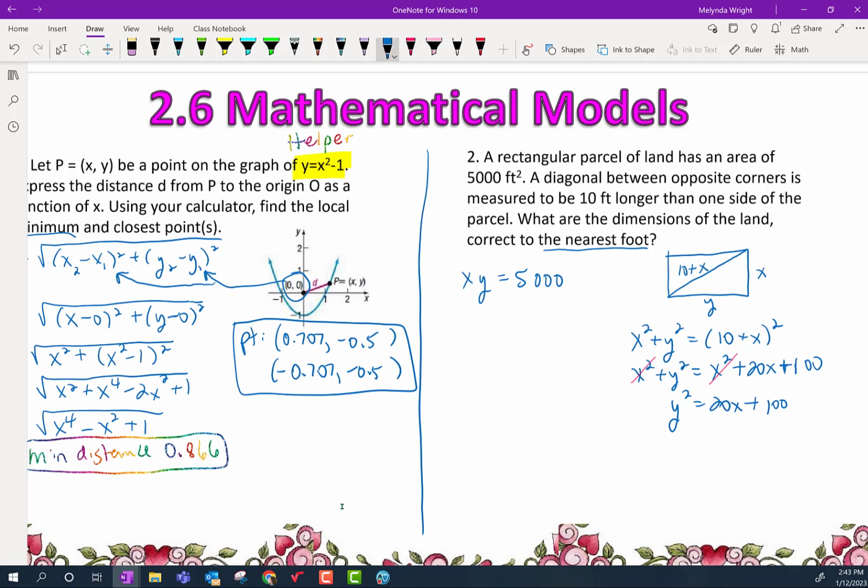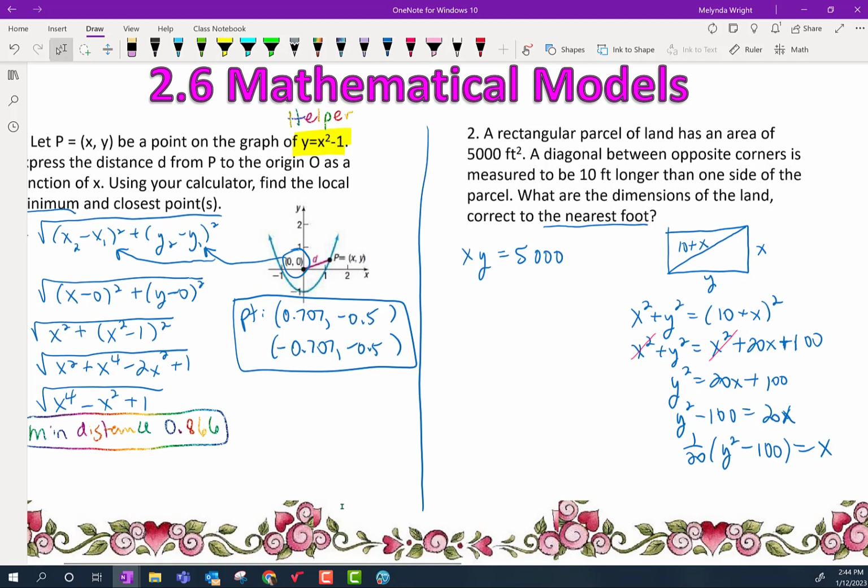So instead, I'm going to solve for x. That just seems the easier route to go. So I've got y squared minus 100 equals 20x. I'm going to divide both sides by 20, so I've got 1/20 times (y squared minus 100) equals x. Now I'm just going to distribute the 1/20. So it'd be 1/20 y squared. Let's see, 100 divided by 20 is what, 5?